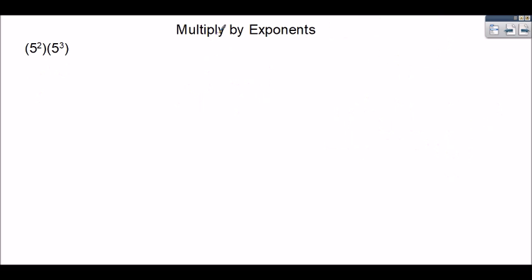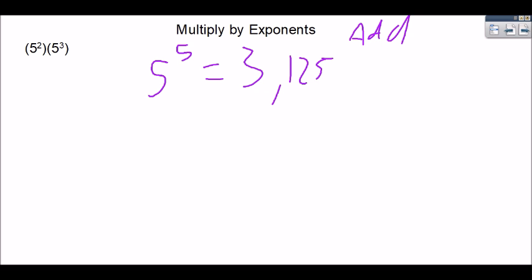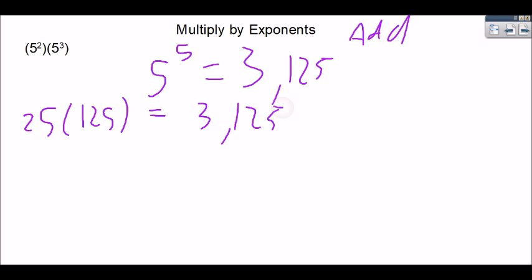If they ask us to multiply exponents, the first thing we're going to do is make sure that we have the same base. And then the exponents we're going to add. And that's going to give me 3,125. And let's just see if that makes sense. So 5 squared is 25. And 5 to the third is 125. Multiply those together, and I still get 3,125.